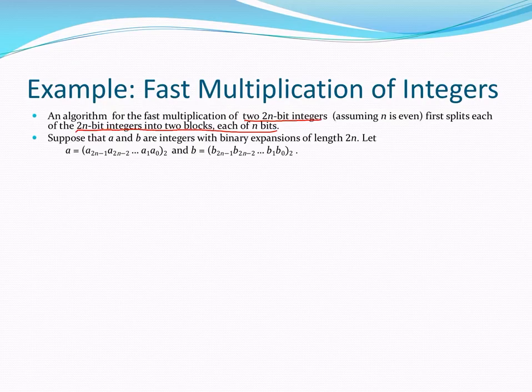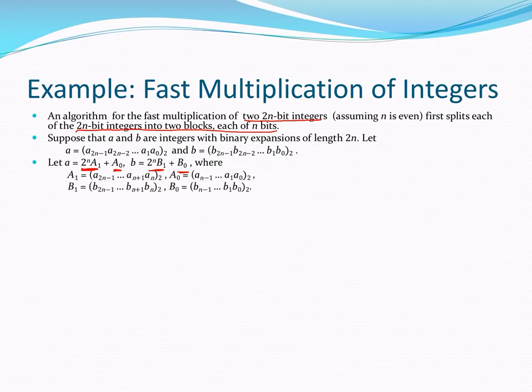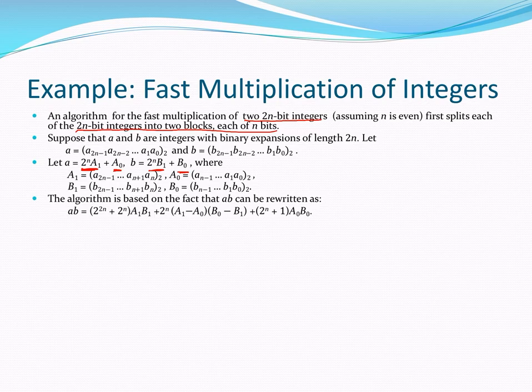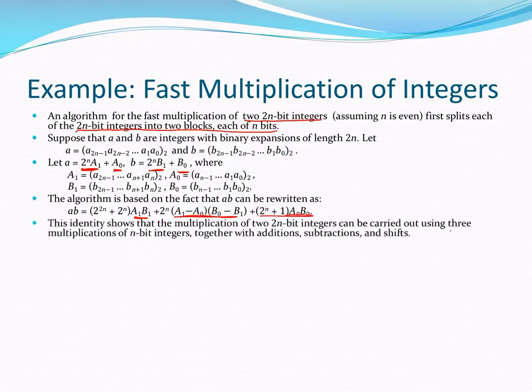Here they are represented by indexed a's. Those are all zeros and ones. Now I'm going to let a be 2 to the n times a1 plus a0, b is 2 to the n times b1 plus b0, where a1 is the upper half of the digits in a, and a0 is the lower half of it. Same thing for b. b1 is the upper half, b0 is the lower half. And then I can express a times b with this algorithm here, which has three multiplications of integers half the size of a and b. So there's the three multiplications of n-bit integers versus a single multiplication of 2n-bit integers.